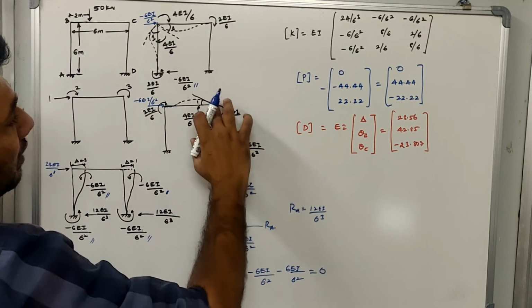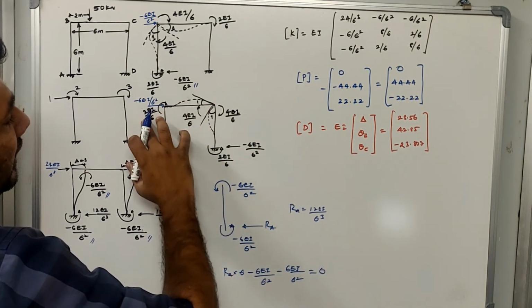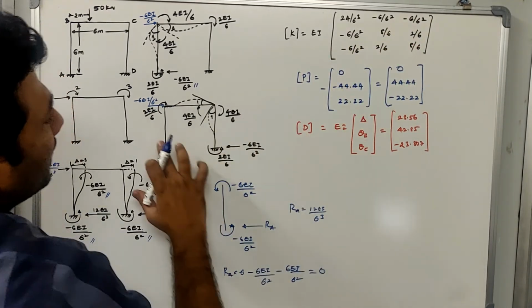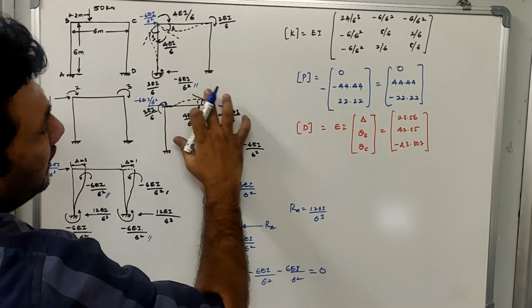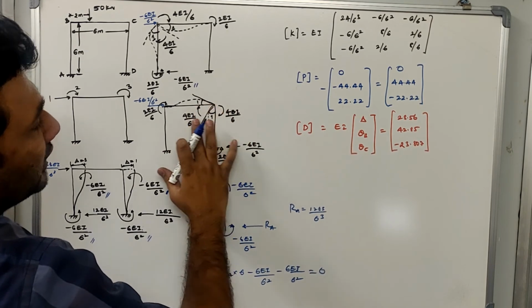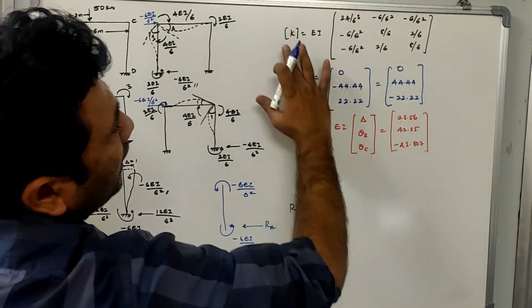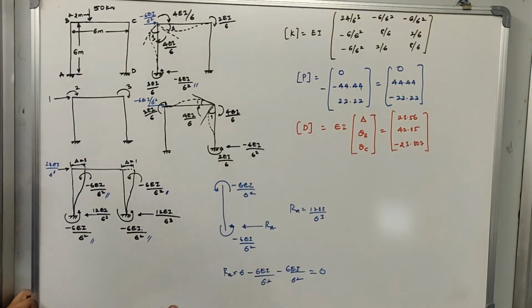Similarly, because of application of unit rotation at the third coordinate, the moment that is created at the second coordinate is 2 EI by 6. And the moment that is generated at the third coordinate is 4 plus 4, which is equal to 8 EI by 6. Now this completes your stiffness matrix. You try to solve this stiffness matrix. If you find difficulty, you can ask me.